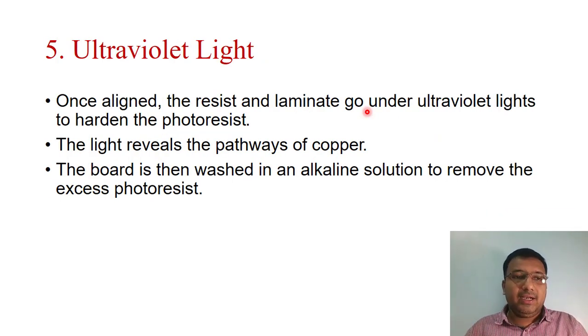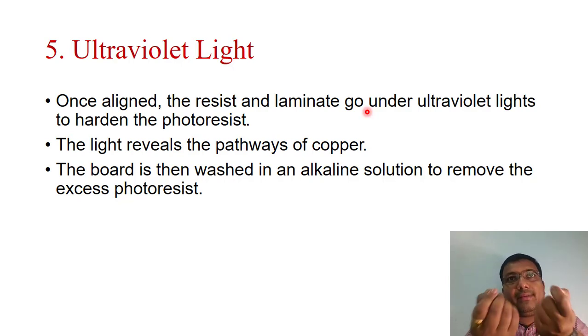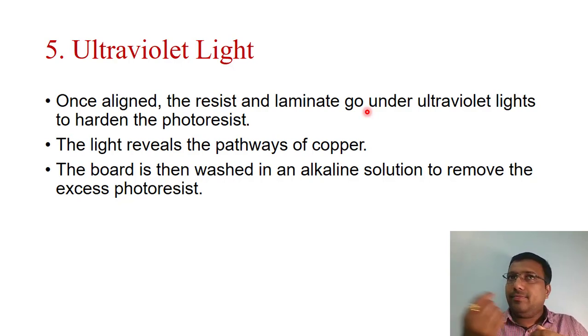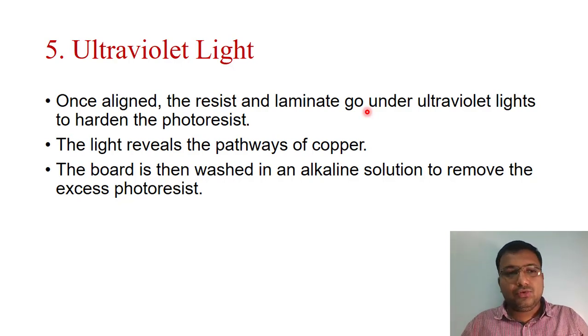Next thing is ultraviolet light. Once aligned, the resist and the laminate go under the ultraviolet light to harden the photoresist. The light reveals the pathways of the copper. As I told, the copper is there, so the ultraviolet light will not pass through that particular copper because it's black. Because of that, the copper will stay there, and the rest of the part will be exposed to the ultraviolet light. The board is then washed with alkaline solution. Generally, FeCl3 is used as the alkaline solution, and it is passed to remove the excess photoresist material.